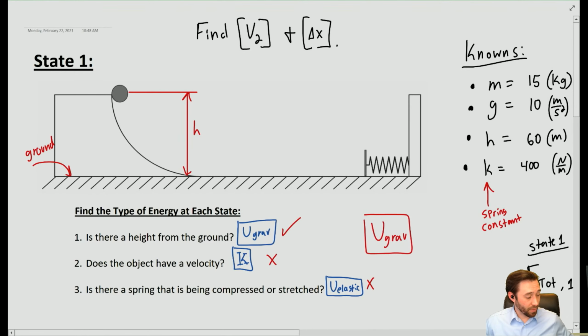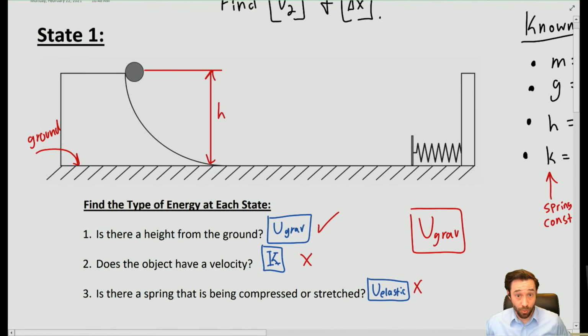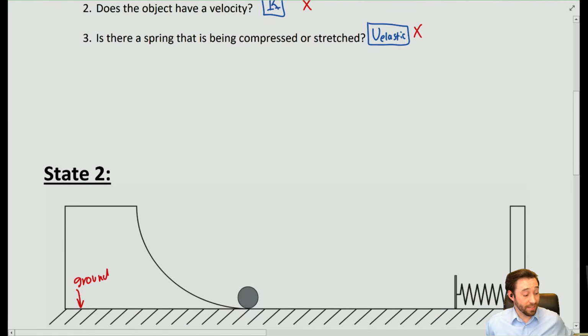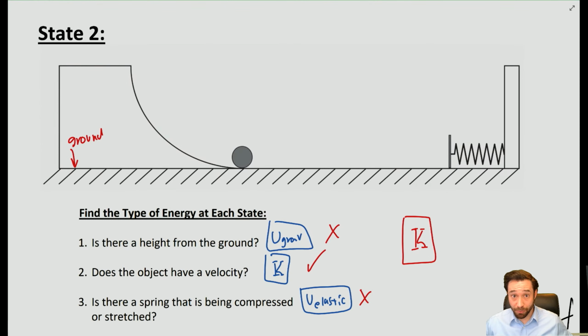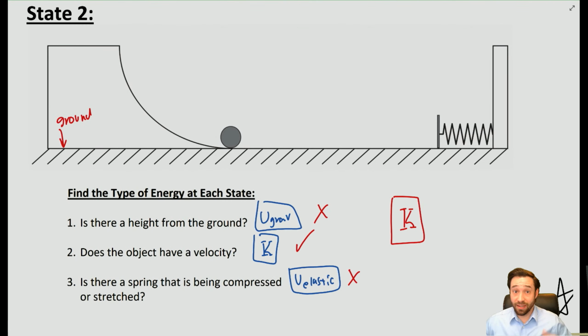So what we did was we figured out what type of energy was at state 1, and it's going to be gravitational because it does not have a velocity at state 1, and the spring is not being compressed or stretched. State 2, it reached the bottom of the ramp. It's traveling across the ground, so there is no height. There is a velocity, and the spring is not being modified at all, so there's only kinetic energy present.